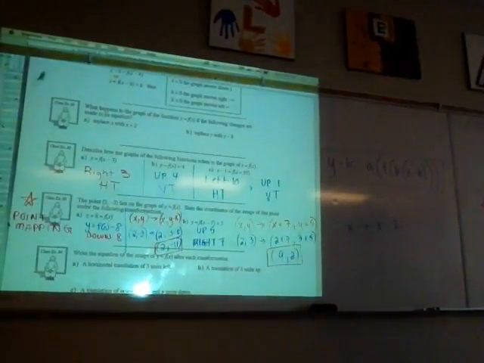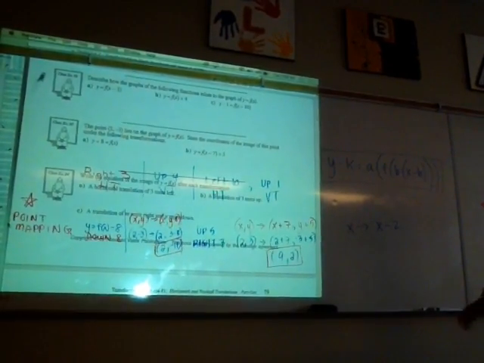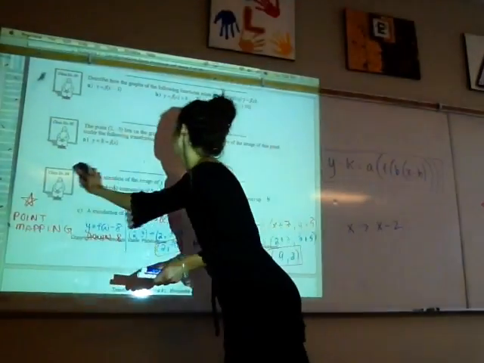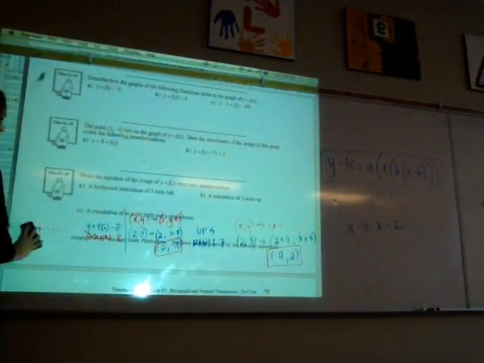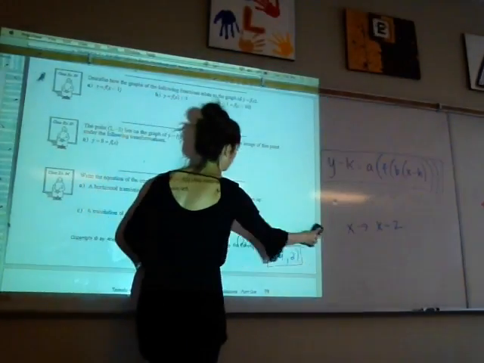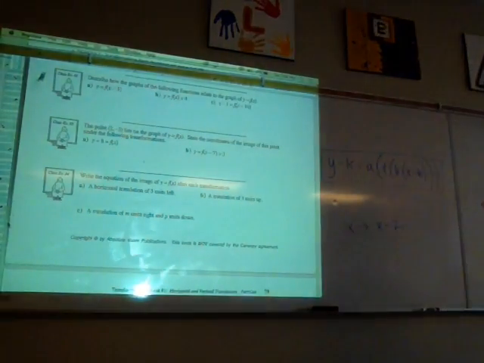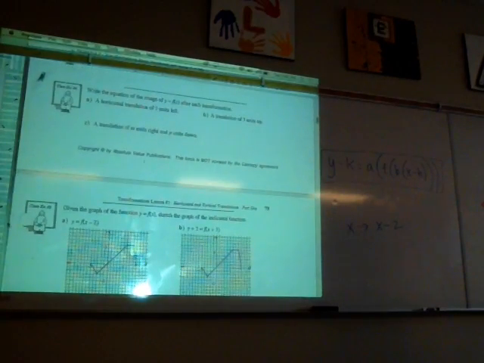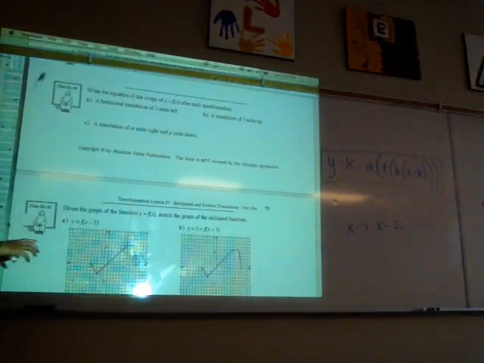Alright, so the last little bit, we're going to write the equation of the image of f of x after each transformation. So in other words, we're putting it in function notation. Okay, so write the equation of the image after the transformation.